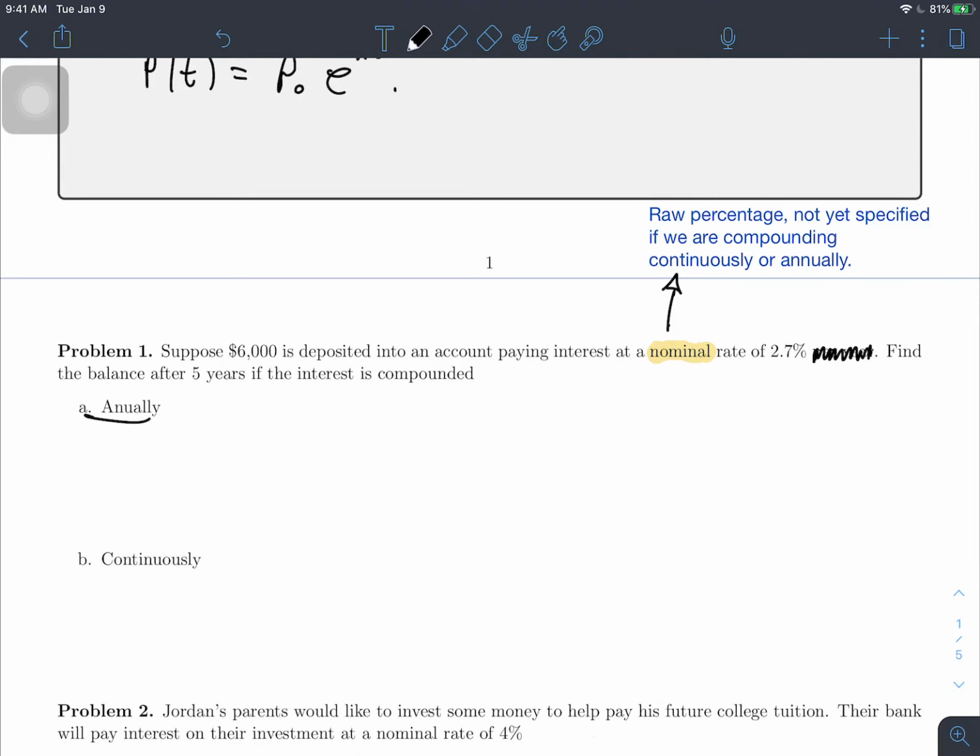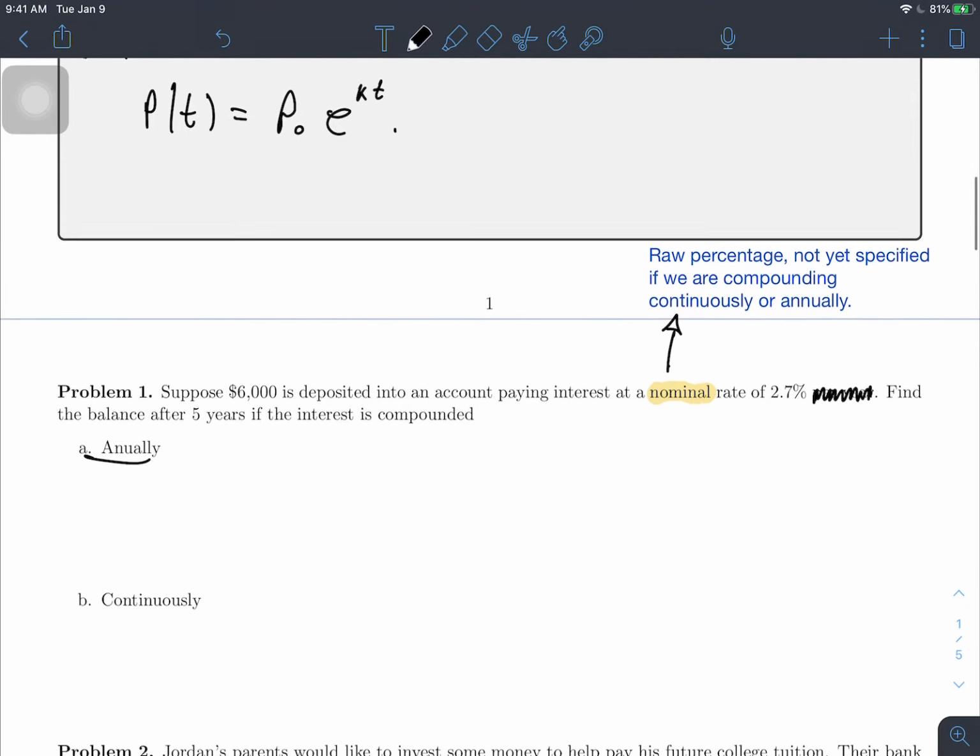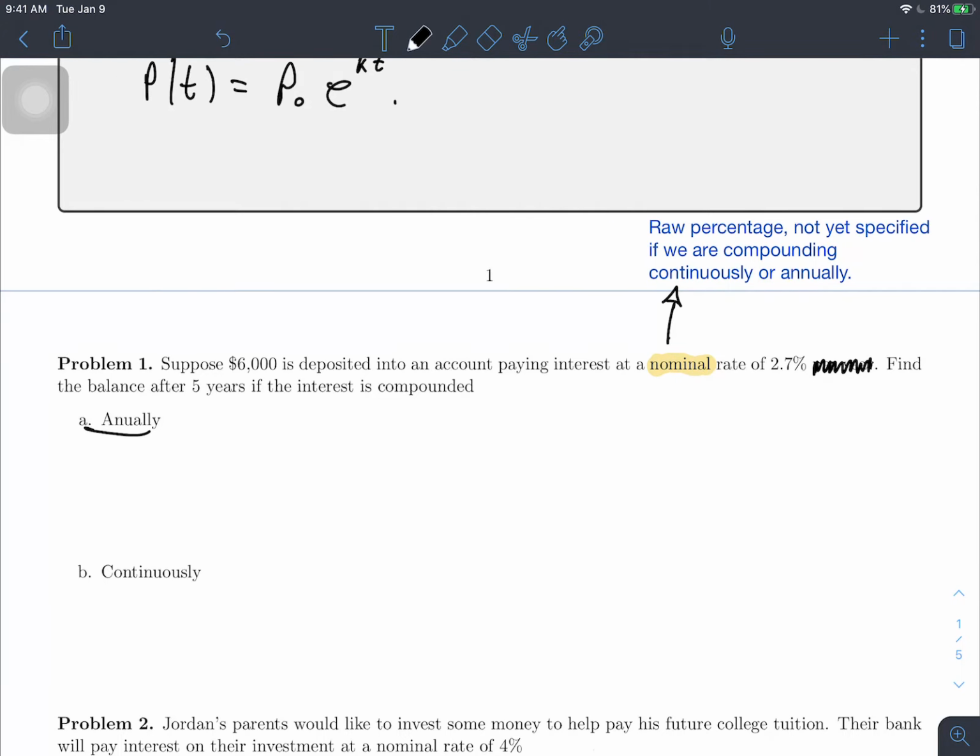Okay, so let's start off by getting our values here. We know that we should have P of T equals P naught times A to the power T for annual interest. And they gave us 2.7%, that's going to be our R. So A is going to be 1 plus that, you get 1.027. P naught is going to be 6,000. It's our initial deposit. And we want to find the balance 5 years after we deposit the money.